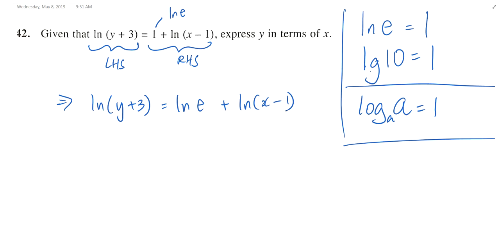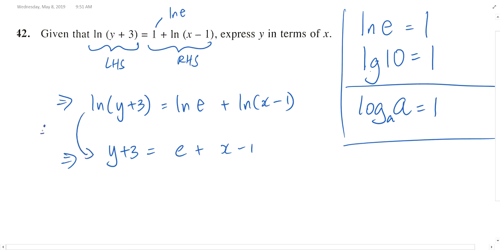Cancel the ln? Divide the whole thing by ln. So you mean y plus 3 equals to e plus x minus 1? Is that what I mean, when you say divide by ln? Is that it?